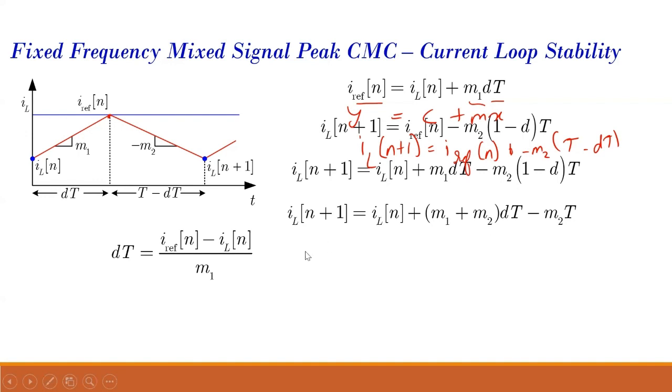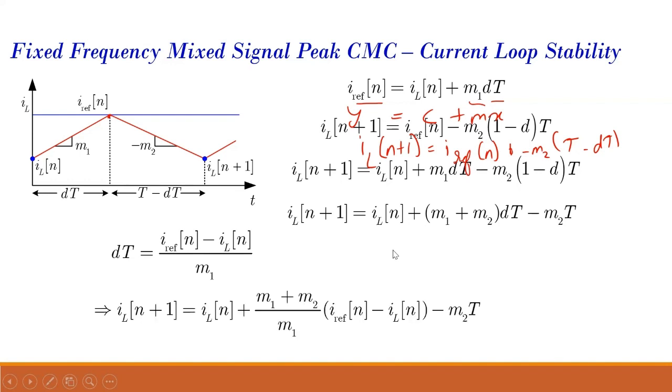Now, we want to write this equation not in terms of d, because this variable d changes. We want it in the form of I_ref and I_L. So dT over here is equal to (I_ref[n] minus I_L[n]) divided by m1. We substitute this dT value over here, and we get the equation in this form. Any queries in this part?